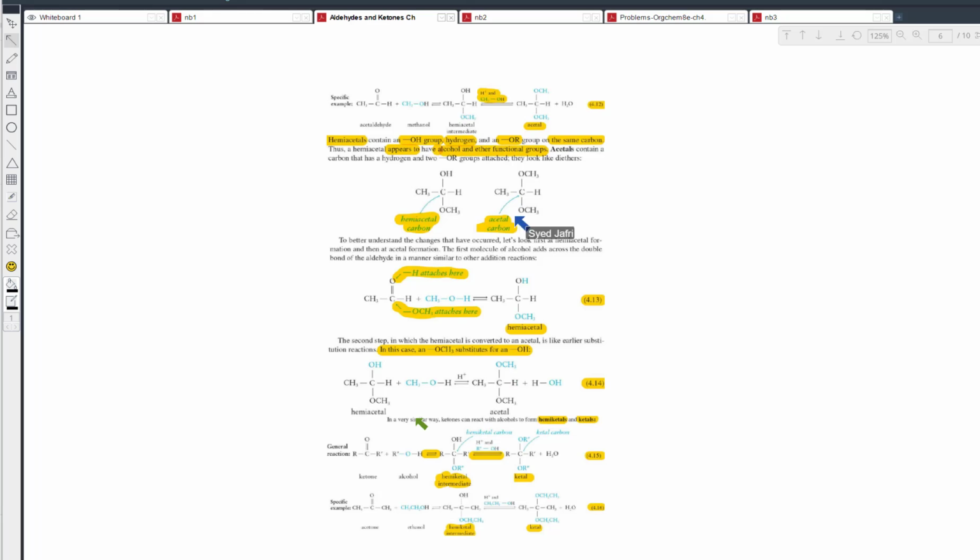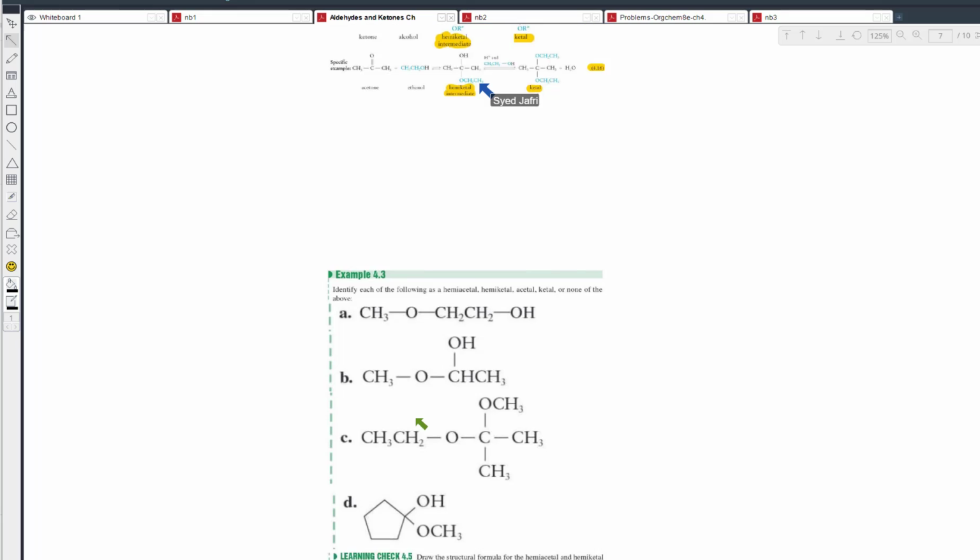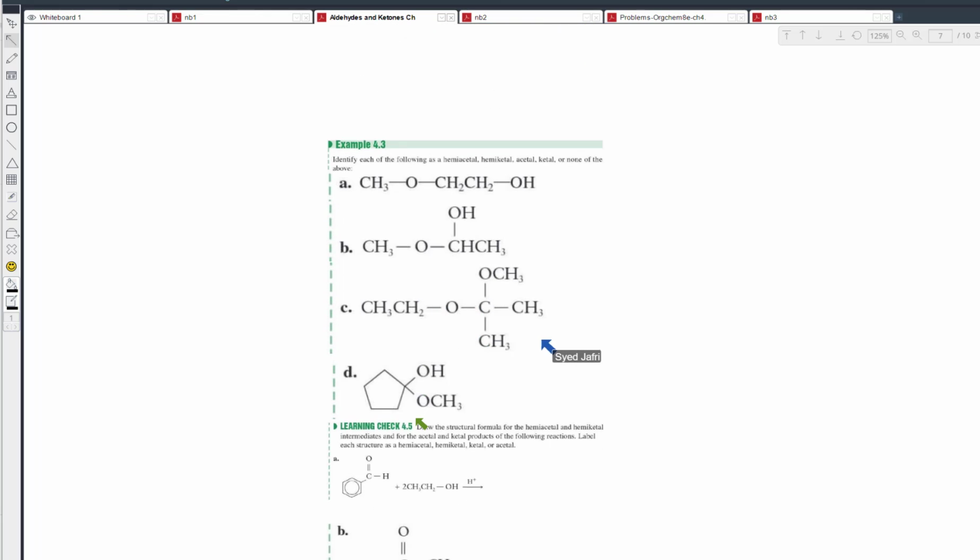In case of hemiacetal, like here, this one, you have OH and OCH3, an OR radical, but this carbon has one hydrogen also, only one side radical. Okay. So in this case, I'm going to ask you to identify what this is. It's not a hemiketal, right? Yes, it's not a hemiketal, because I don't see OH there. So it wouldn't be any of them.